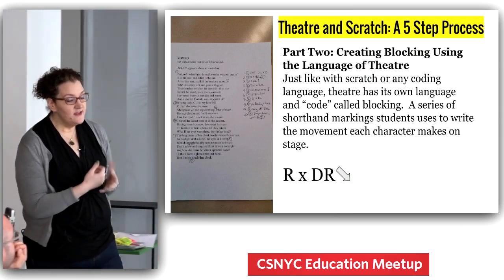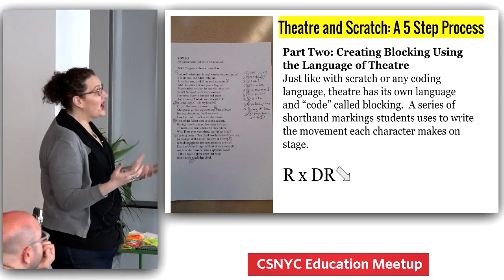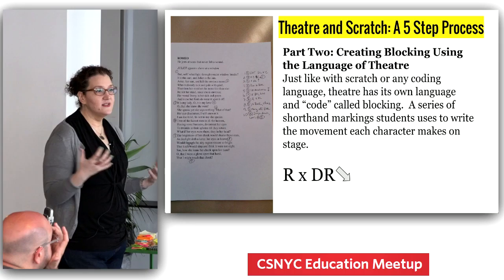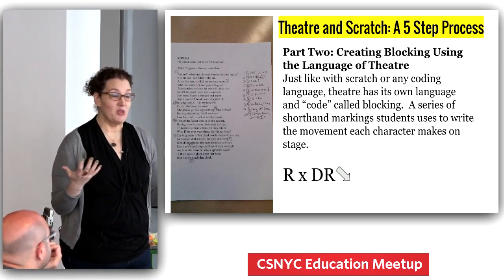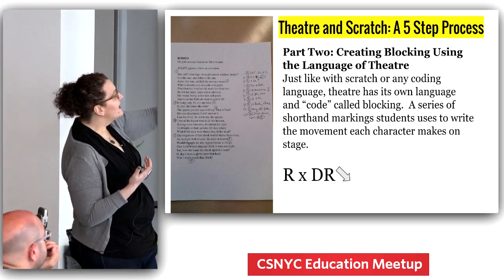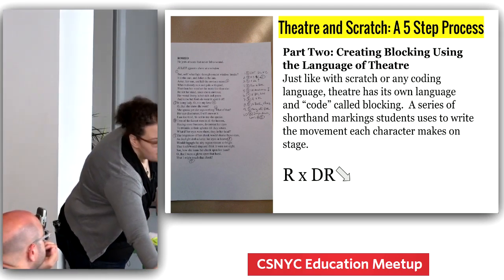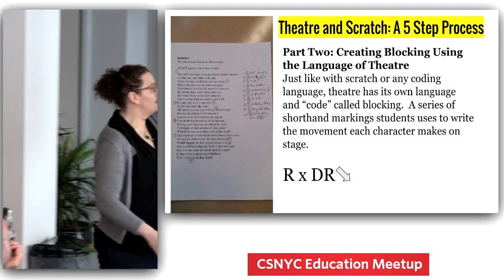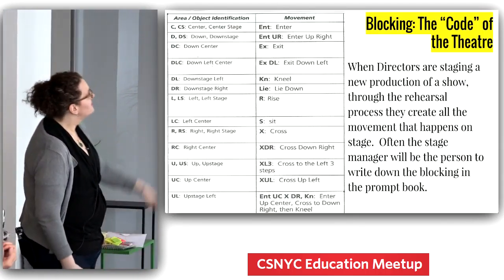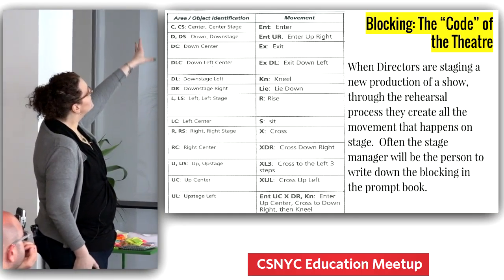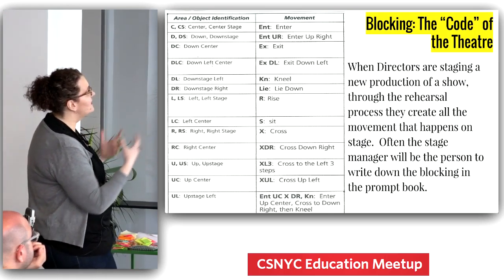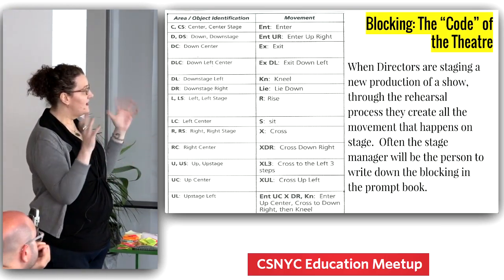So the second step is creating blocking. This is where we start talking about directing fundamentals. Theater has its own code that we use for writing blocking. And this is an example of a script with blocking on the right. An example would be Romeo crosses down right and quarter turns, right? So this is a lot of the shorthand, right? So this blocking, the code of theater, goes to kids, and they use this to start creating their project.